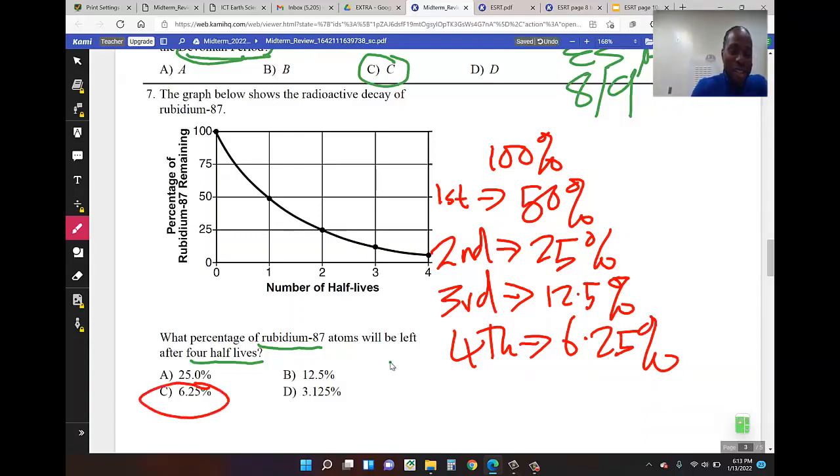So I don't even need my Earth Science Reference Table for this. The answer is right there staring at me. 4 half-lives. So divide by 2, divide by 2 again, divide by 2 again, and divide by 2 again. 4 times, 4 half-lives. If the question is after 2 half-lives, divide by 2, then divide by 2 again. If the question says 6 half-lives, divide by 2 six times. Easy breezy. Let's go on.